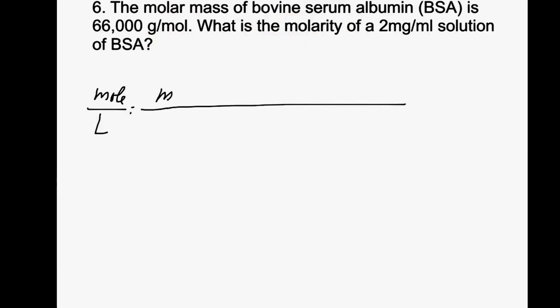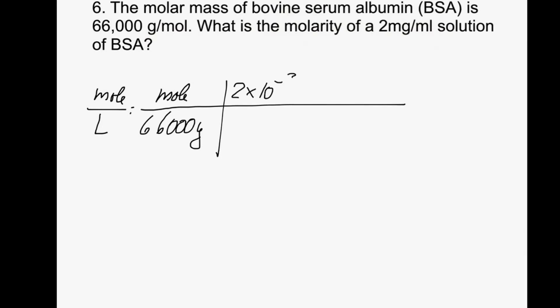So we have to write mole, and here we have 66,000 grams. Now the mole is good, but we need to get rid of the grams somehow. Do we have grams anywhere? Yes, the answer is yes. We have this 2 milligram per milliliter solution, and we can write this as 2 times 10 to the minus 3 gram, and in 1 milliliter, so that would be 1 times 10 to the minus 3 liters.